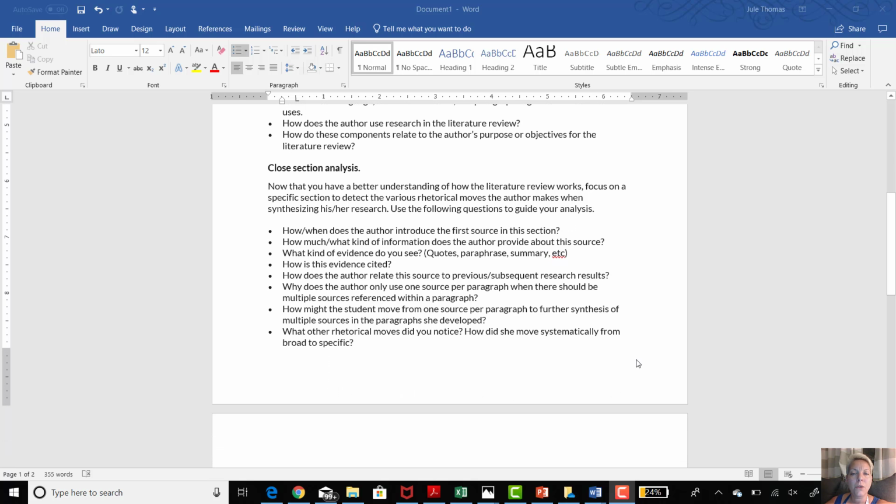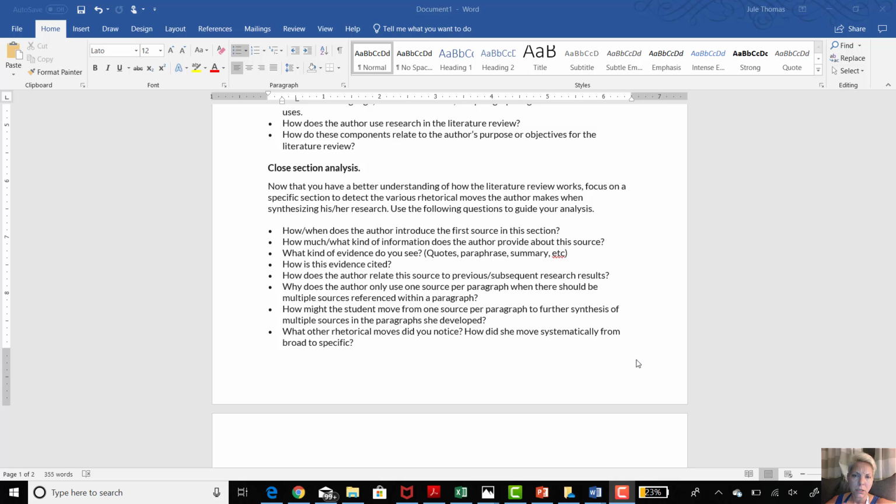When does the author in this closed section analysis first introduce a source in this section, and why? Should be almost immediately, correct? How much or what kind of information does the author provide about the source? Do they just drop in a source without giving any background reference? Or do they discuss how that source is integral or important, or sources are integral and important to this research topic?